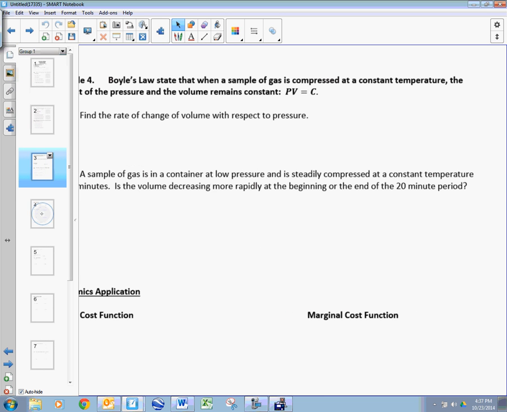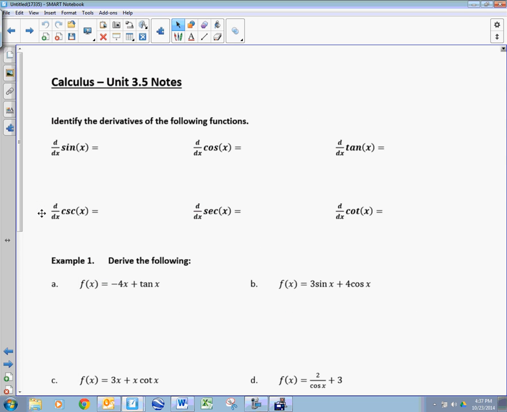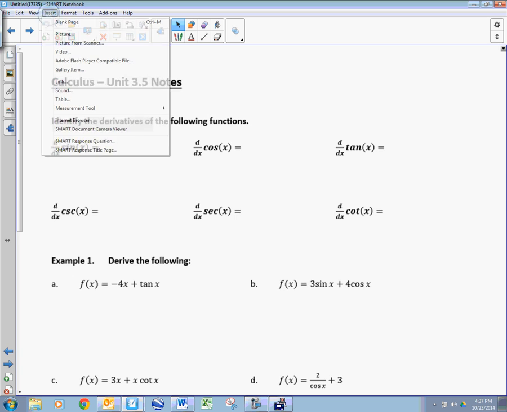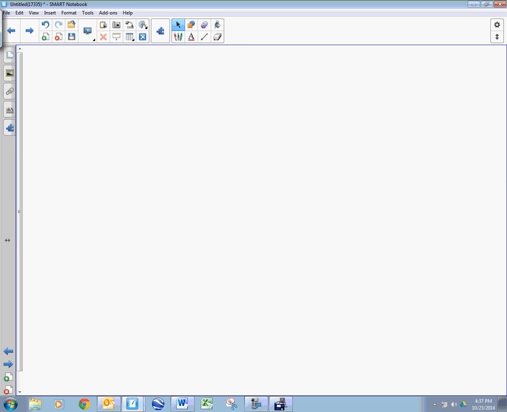Hello, calculus class. We're going to open up to 3.5 in our notes, and we're going to start by identifying the derivatives of all the trigonometric functions. Just to start off, you might wonder, what is the derivative of sine?